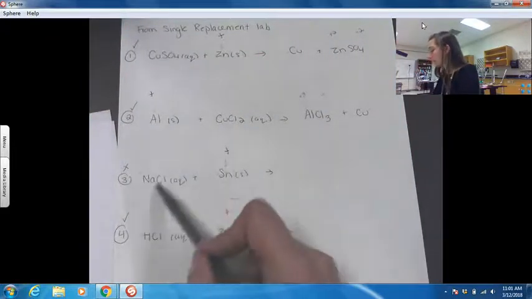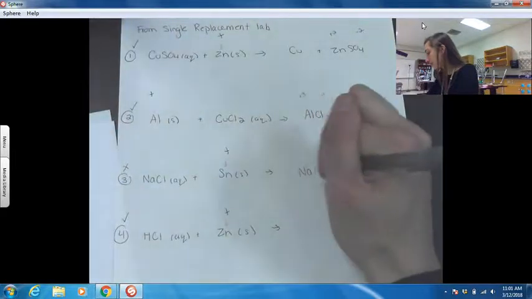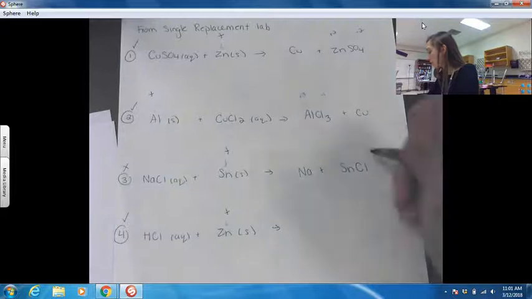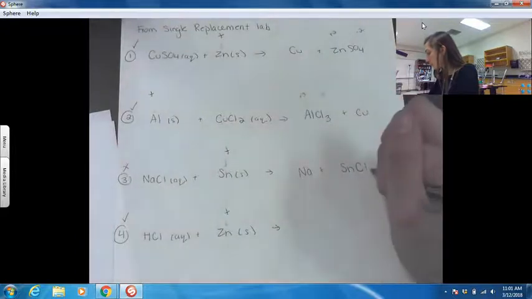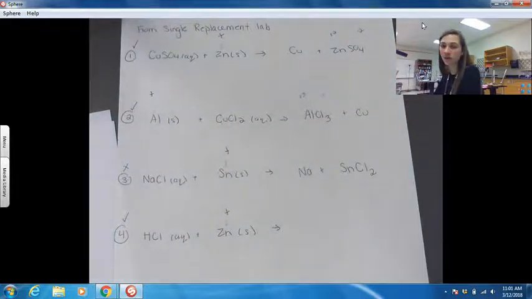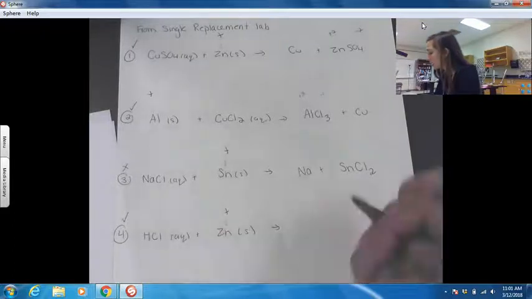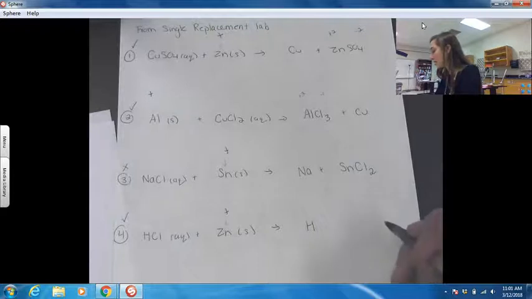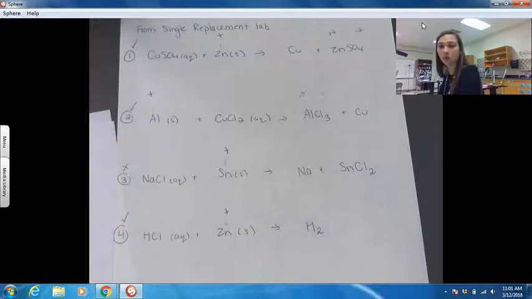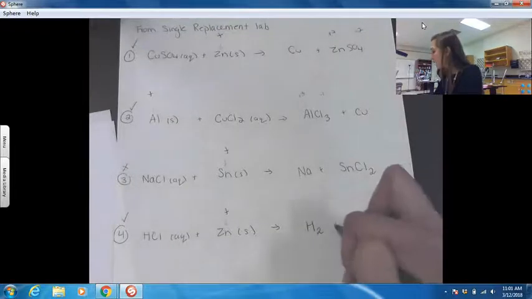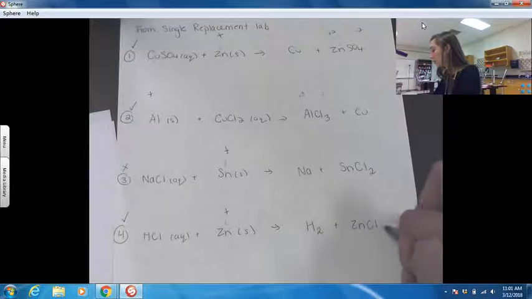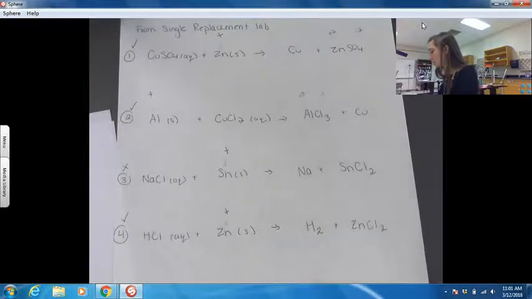Tin is going to kick out sodium, so sodium is now by itself, and tin is with Cl. We learned from the lab that tin in this case had a +2 charge, so we're going to go ahead and put a 2 right there. And then hydrogen is going to be kicked out, and since hydrogen is a diatomic element, it needs to have a 2 subscript when it's by itself, and zinc is going to pair up with chlorine. Zinc has a +2 charge, chloride has a -1 charge, so it becomes ZnCl2.